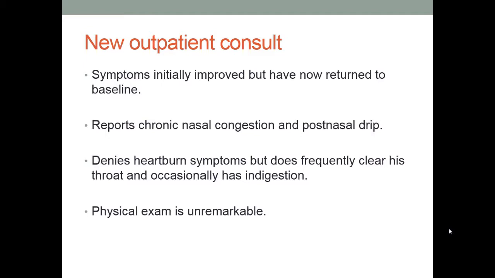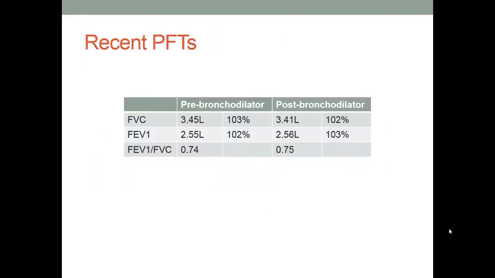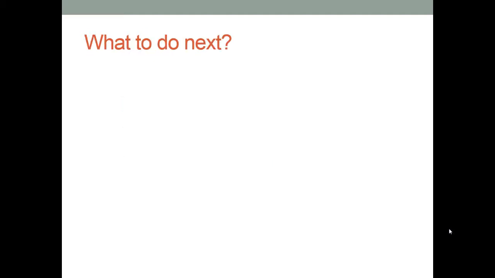Denies any typical heartburn symptoms, GERD symptoms, but does frequently clear his throat, and has regurgitation on occasion after large meals. Physical exam's unremarkable. There's no wheezing at that time, no clubbing or really anything else. PFTs were done actually a few months prior to presentation, and they did a pre and post bronchodilator here, but you could see no obstruction and normal airflow there. So what do you do next?